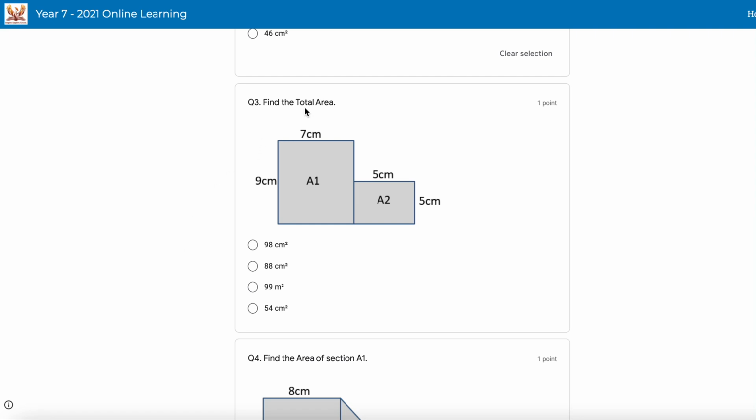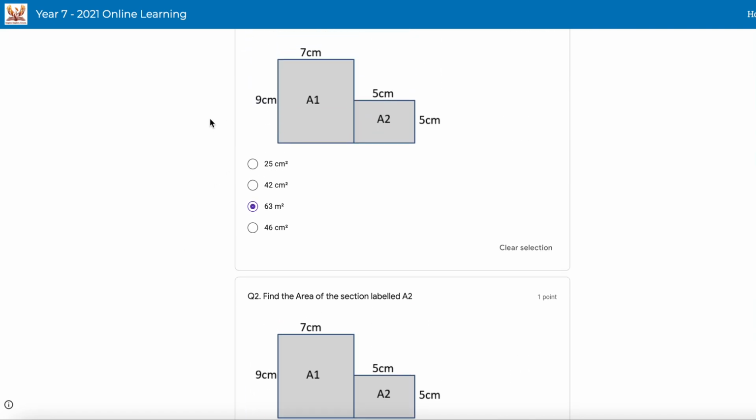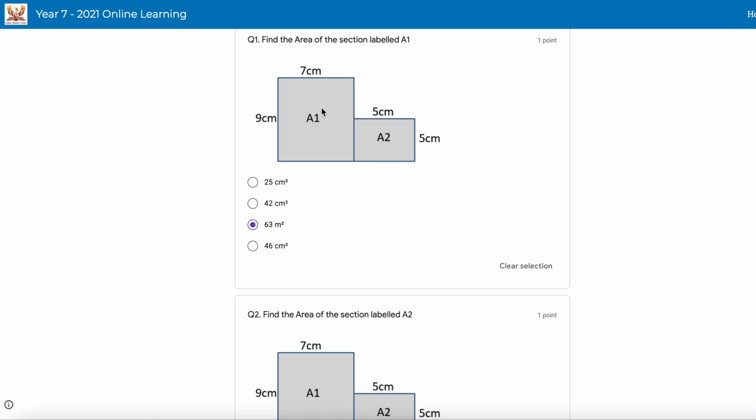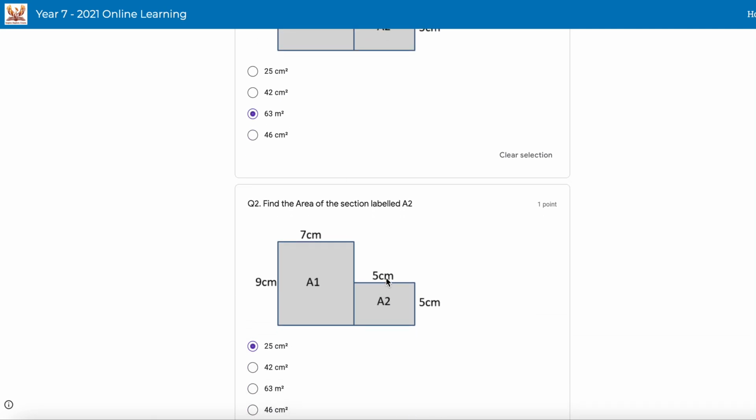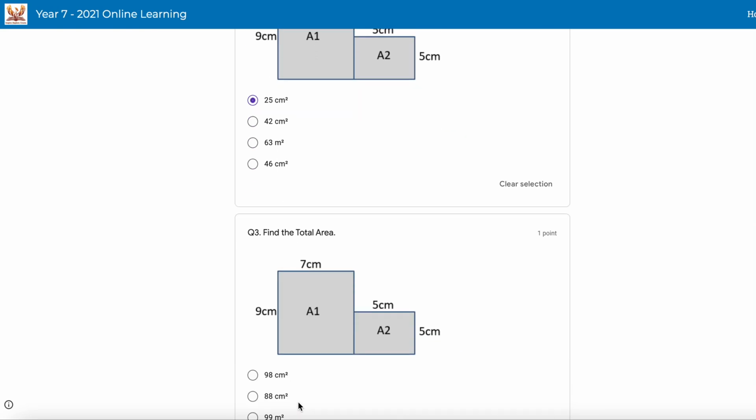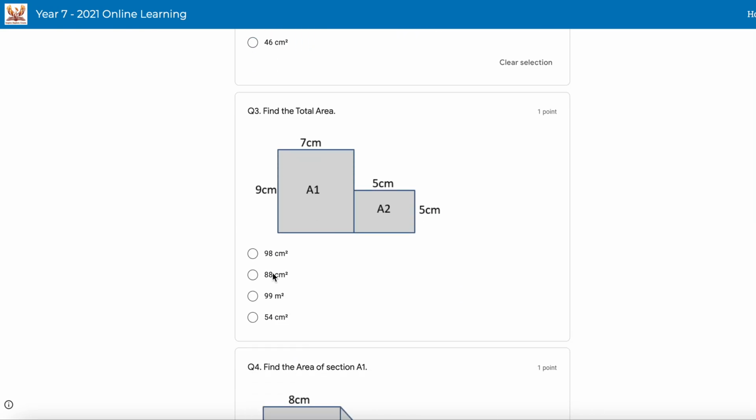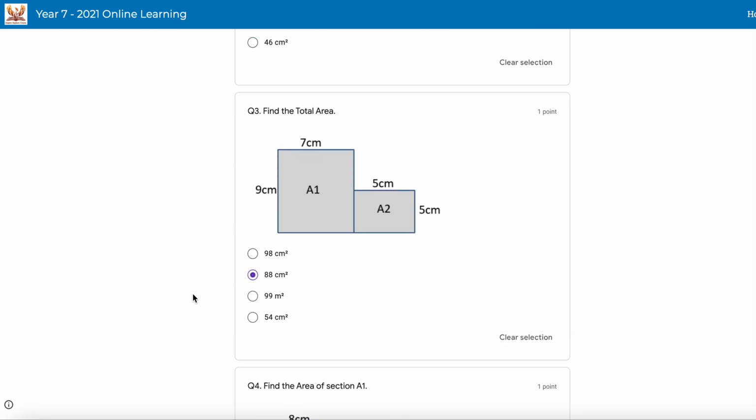And now it says find the total area. So we just worked out that this area here was 63, and this area here was 25. So if we wanted to find the total area, we just need to add 63 to 25. And we end up with 88 square centimeters.